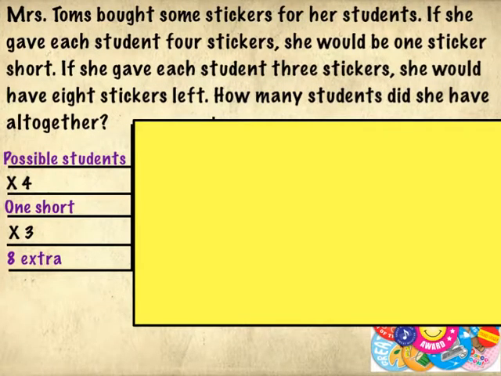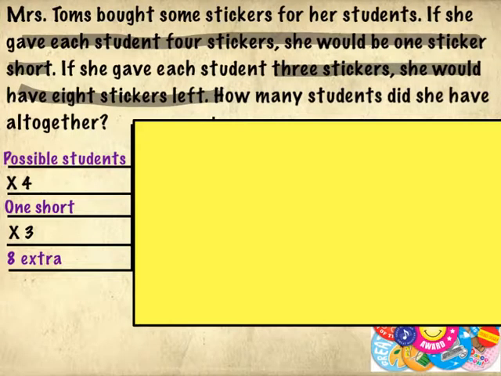Alright, so this is one of those things where it's easier to just show you what I'm doing than explain it. So there's 2 conditions that have to be true for this problem. The first is that if she gave each student 4 stickers, she would be 1 sticker short. And the second is if she gives them 3 stickers, she would have 8 stickers left. I don't know how many stickers she has, and I don't know how many students she has, so I'm going to guess.